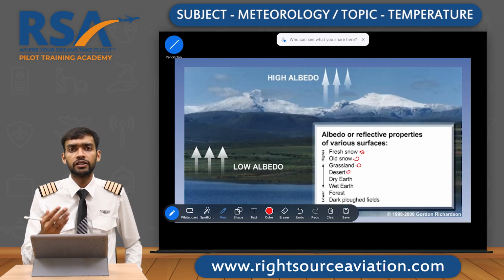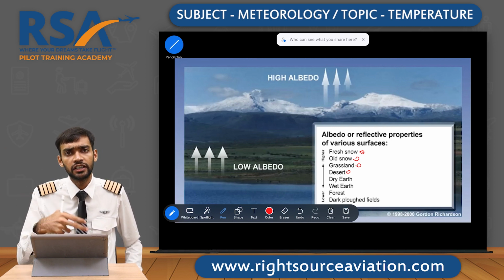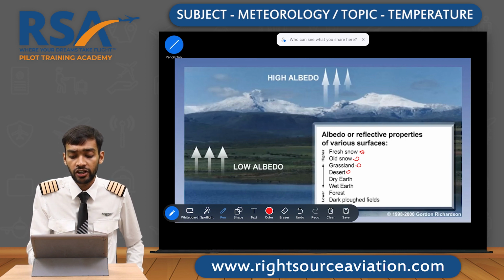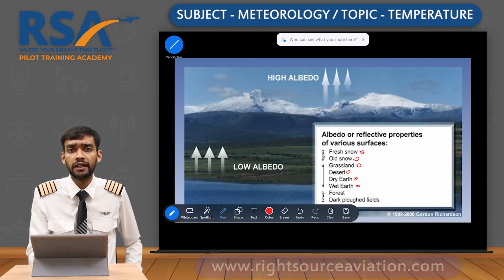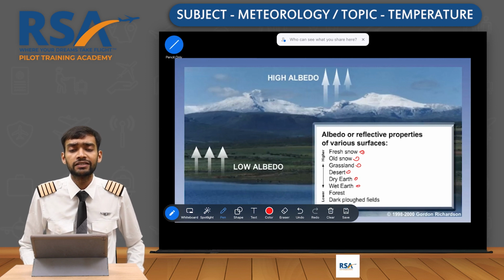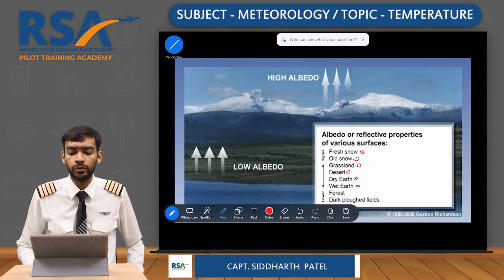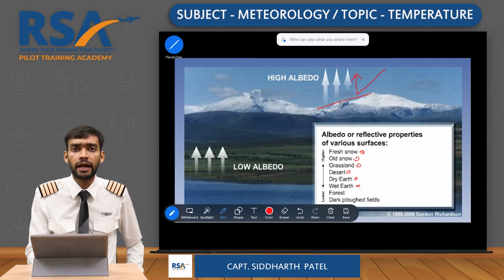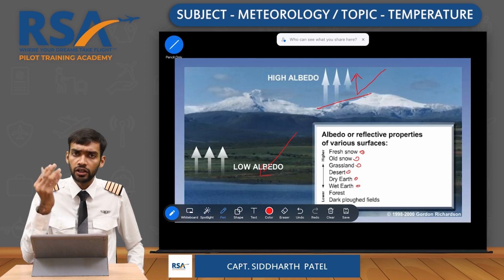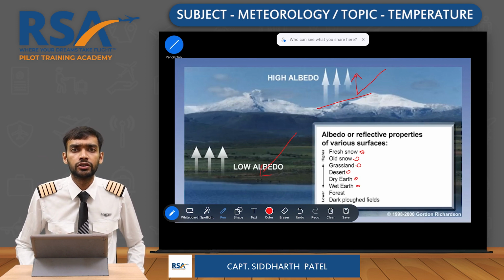Desert means desert places. It will accept some amount of heat from the solar radiations and heat up the surface also. If dry earth is there, it will have less albedo. Wet earth will have a little bit less albedo. So albedo can be defined as high albedo or low albedo. High albedo is for snow, where whatever solar radiations are coming are all reflected back. Low albedo is for forest or dark paddy fields, where the solar radiations come and all the heat is absorbed, whatever is able to reach the surface of the earth.